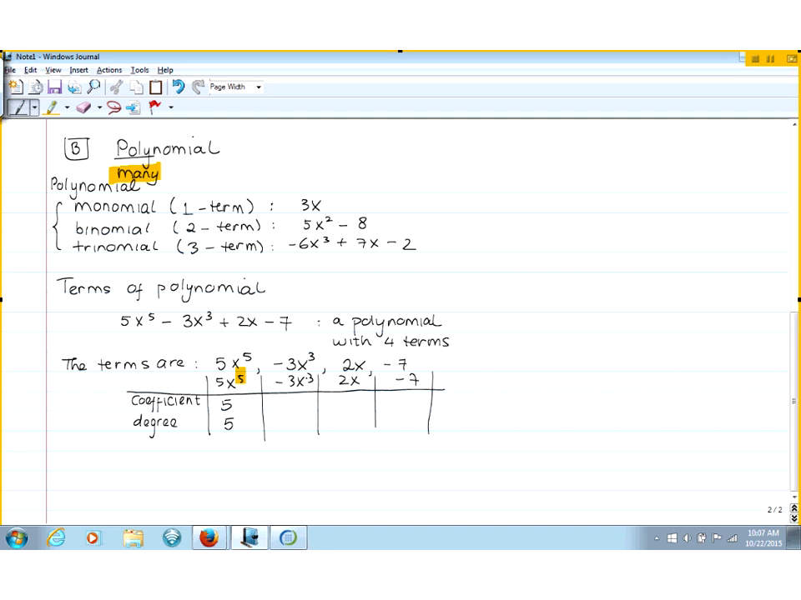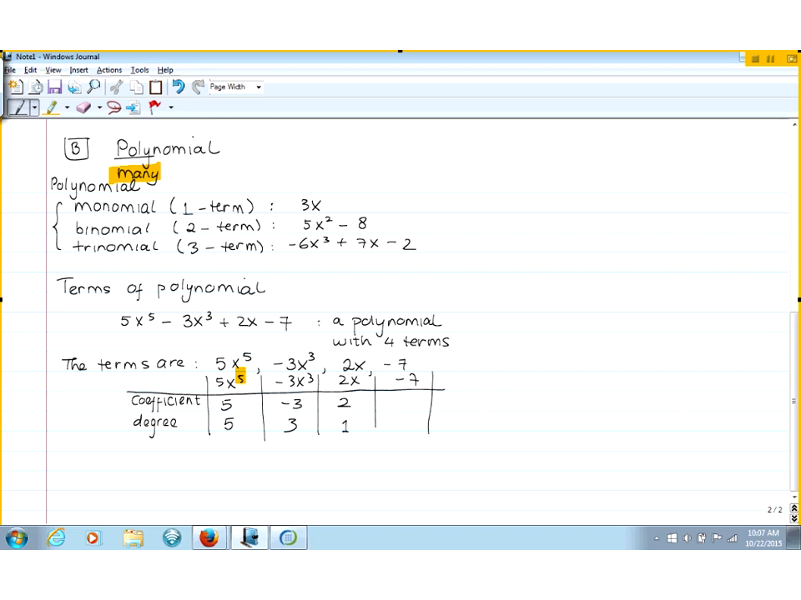Can you fill out the other one? What is the coefficient for the second one? Negative 3. What is the degree? 3. Yes. The degree is the number of times the variable is multiplied. So if it is x to the 5th, then it is multiplied 5 times, right? So the degree is 5.